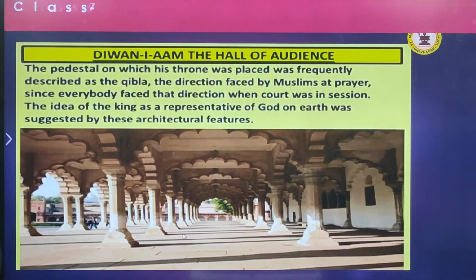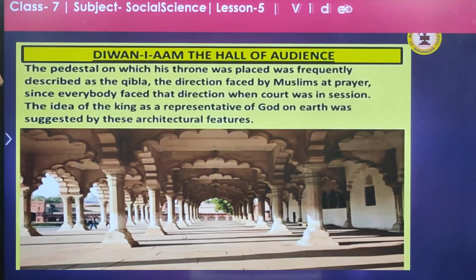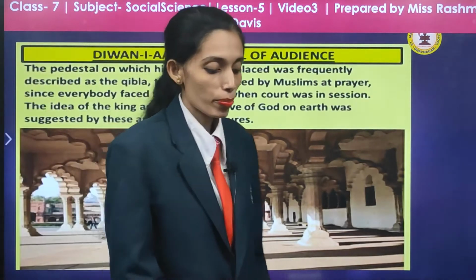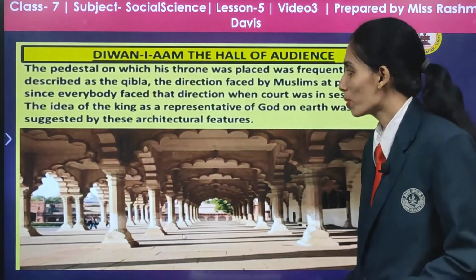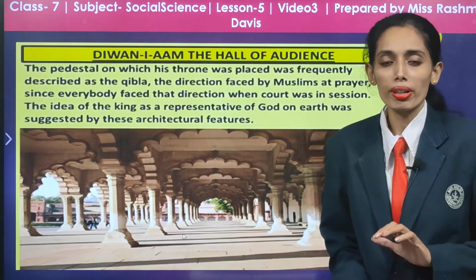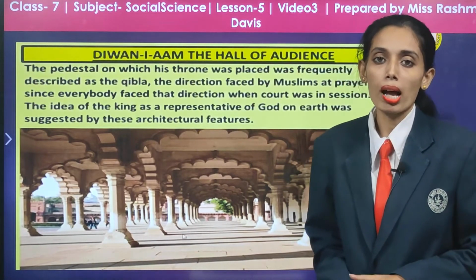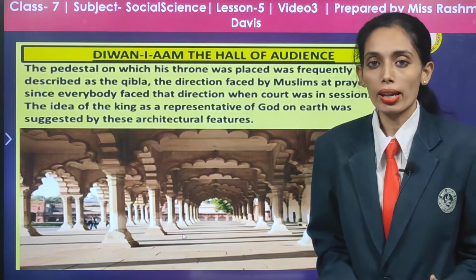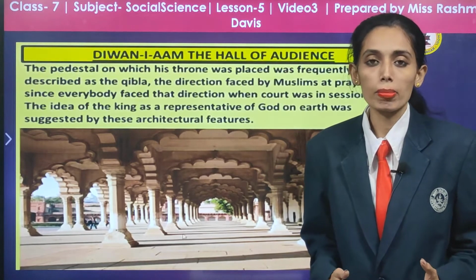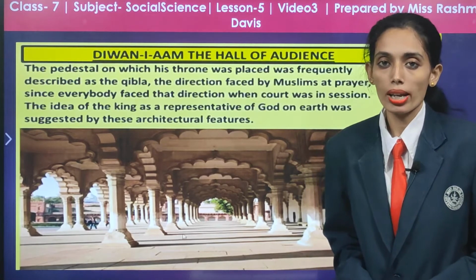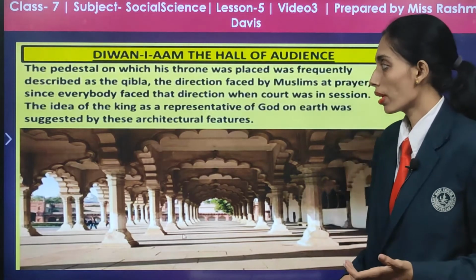The pedestal on which his throne stood was frequently described as Qibla, the direction Muslims face at prayer. People faced the direction of the court, and they believed that whatever kind of problem you came to the king with could be solved by him, because he is sitting in the place of a representative of God. That's why people count on him.